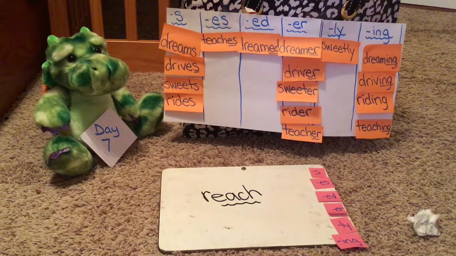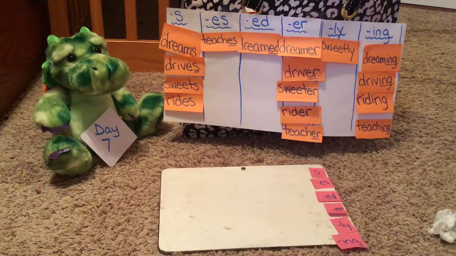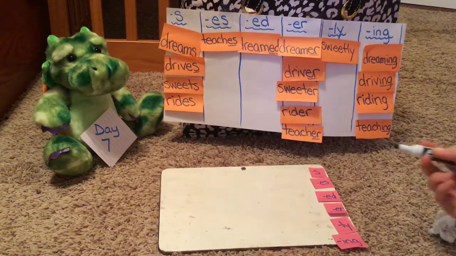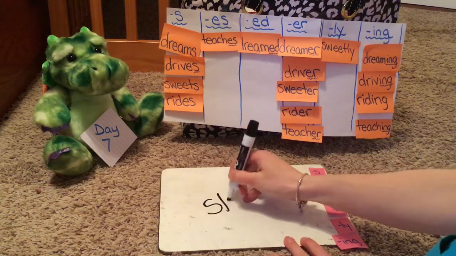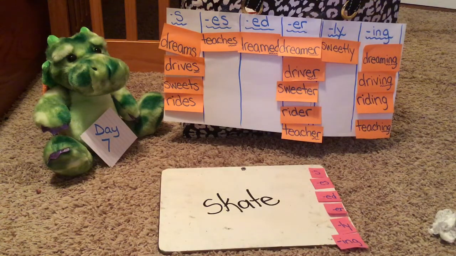All right. Now I want you to take the word reach and I want you to make it into the word reaches. Don't forget the ending. Check the ending. I want the word reaches. Okay. I'm going to give you one last word. And since you guys are practicing these, you're getting really good, so this should be easy for you. Okay, here's your base word, skate. All right, make the word skate into skates.